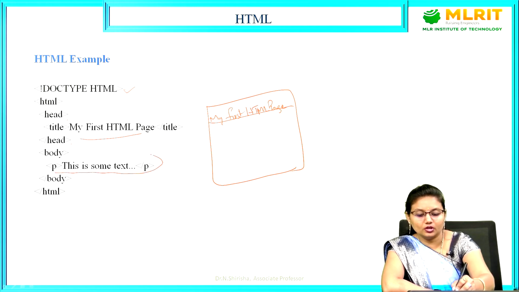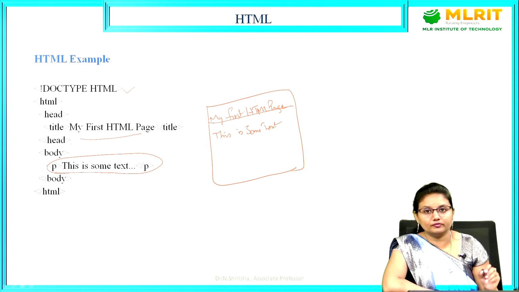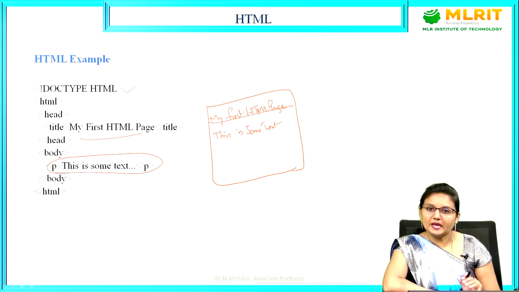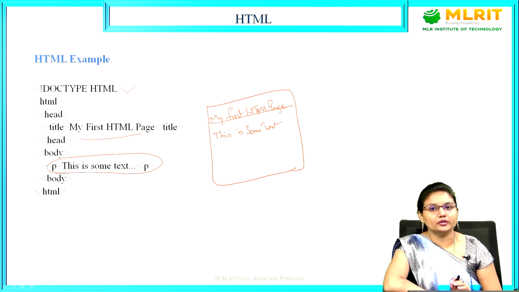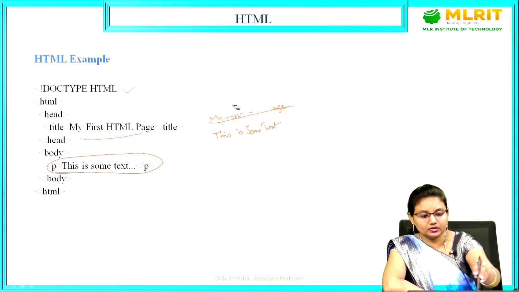Then what is the output? Body. What is the logic you are writing in the body? P tag. That is, this is some text. So this is some text. This will be the output of the program. This is a basic HTML program that we are going to write, where you have 2 parts. One part is the head part, the other part is the body part. Head part will have only one tag, the title tag. In the body part, you will write the actual logic that is to be displayed on your web page. So this is the output with the title and also with the text.